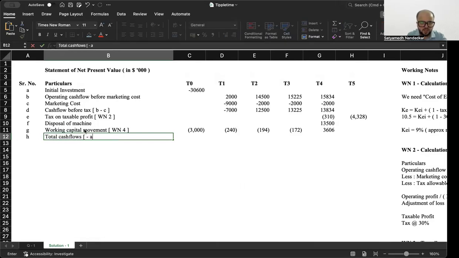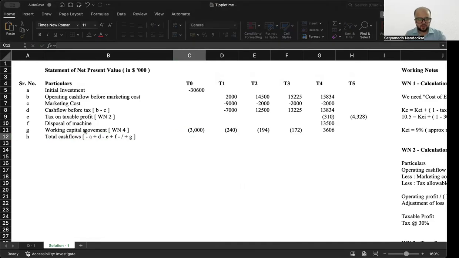Total cash flows are initial investment A plus D, that is cash flows before tax, minus E plus F minus plus G.